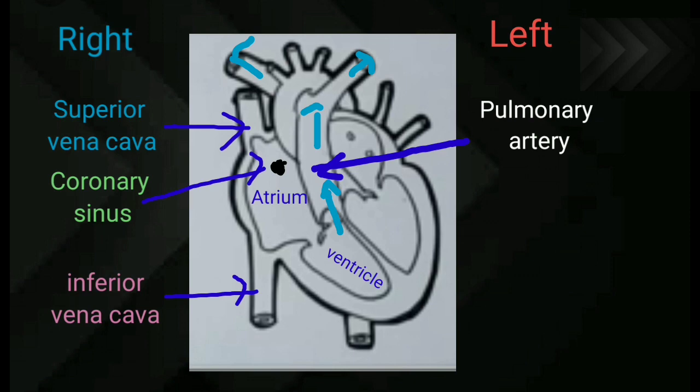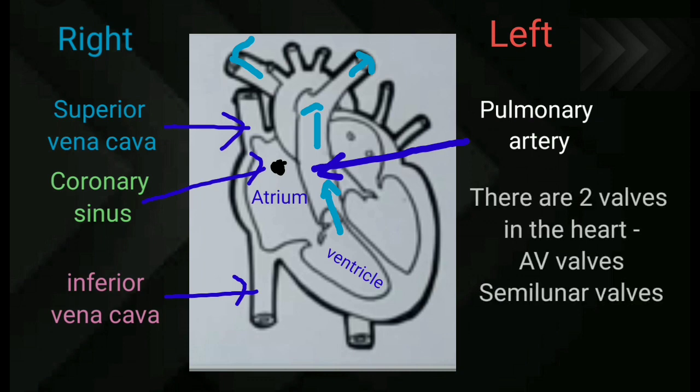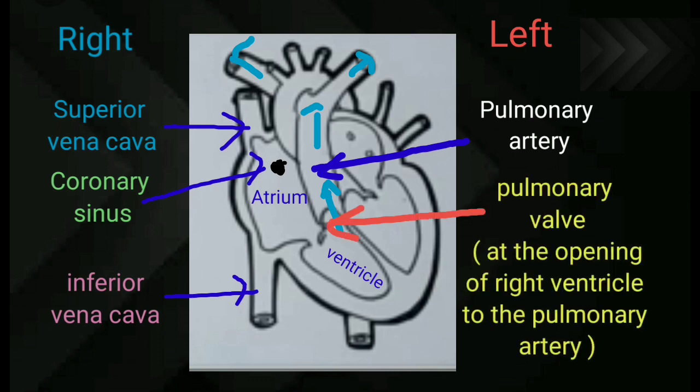Now between this right ventricle and the pulmonary artery, the opening, there is again another kind of valve which is called the semilunar valve. So there are two valves in the heart. One is the AV valve, atrioventricular, between the atrium and the ventricles, and another kind of valve is called the semilunar valve, which is between the ventricle and the blood vessel which is carrying the blood from it. In case of the right side, which semilunar valve is there? It is a pulmonary valve. Okay, so the pulmonary valve opens up and allows the deoxygenated blood to enter the pulmonary artery. From there, it will go and take this deoxygenated blood to the lungs.